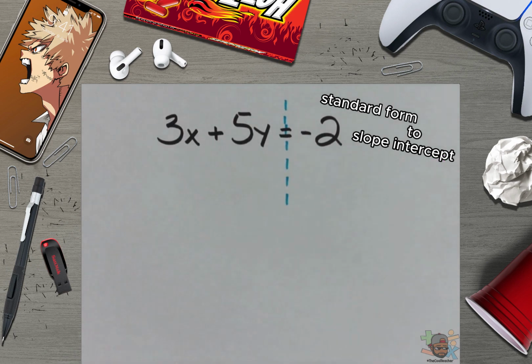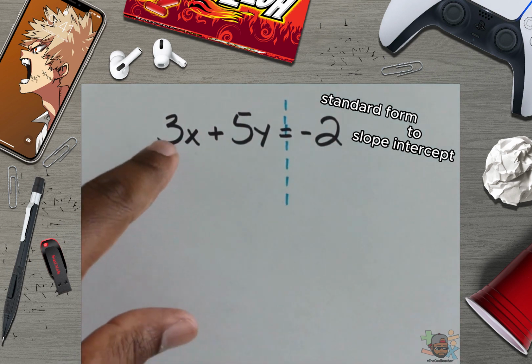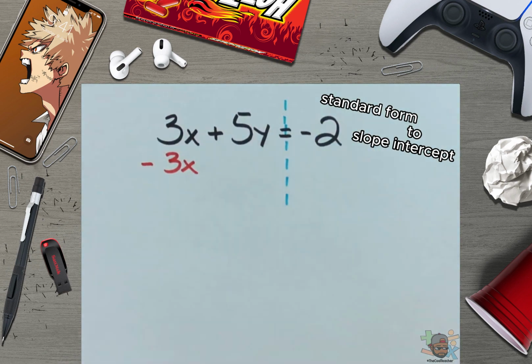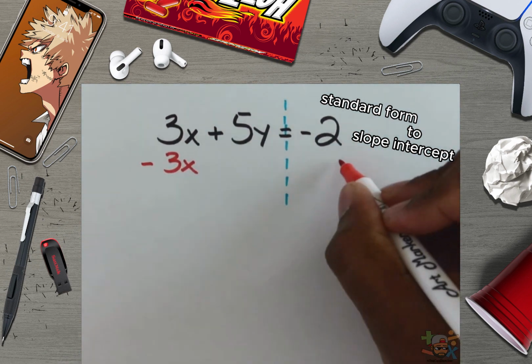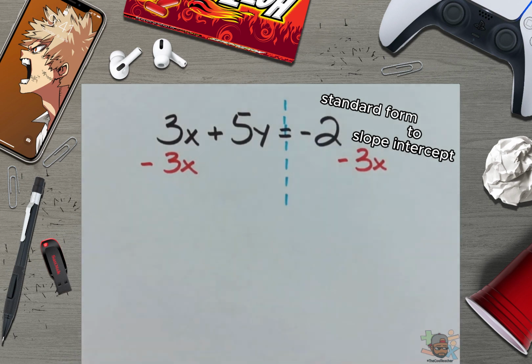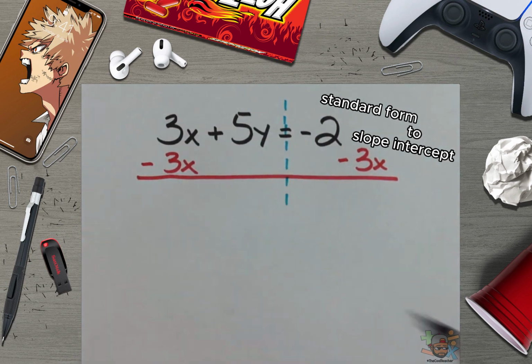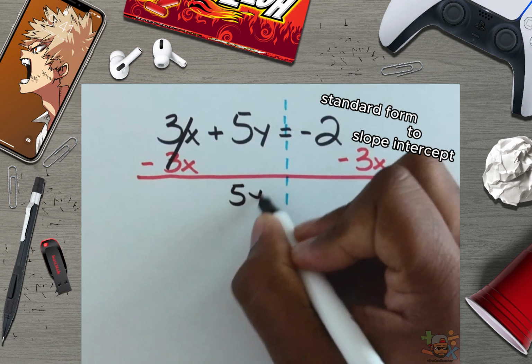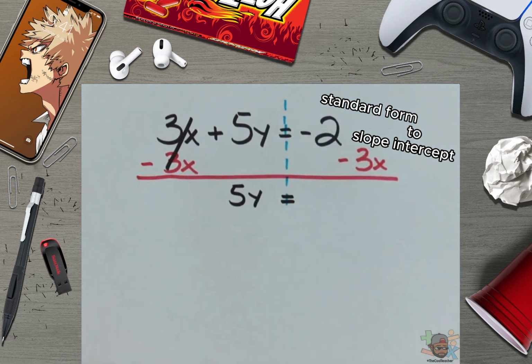So we have to get this y by itself by getting rid of this 3x. Remember, this is an equation because it has an equal sign, so I have to solve it as such. To get the 3x off of this side, I'm going to subtract 3x, and whatever I do to one side, I do to the other. Now these cancel out. I bring down my positive 5y, bring down my equal sign.